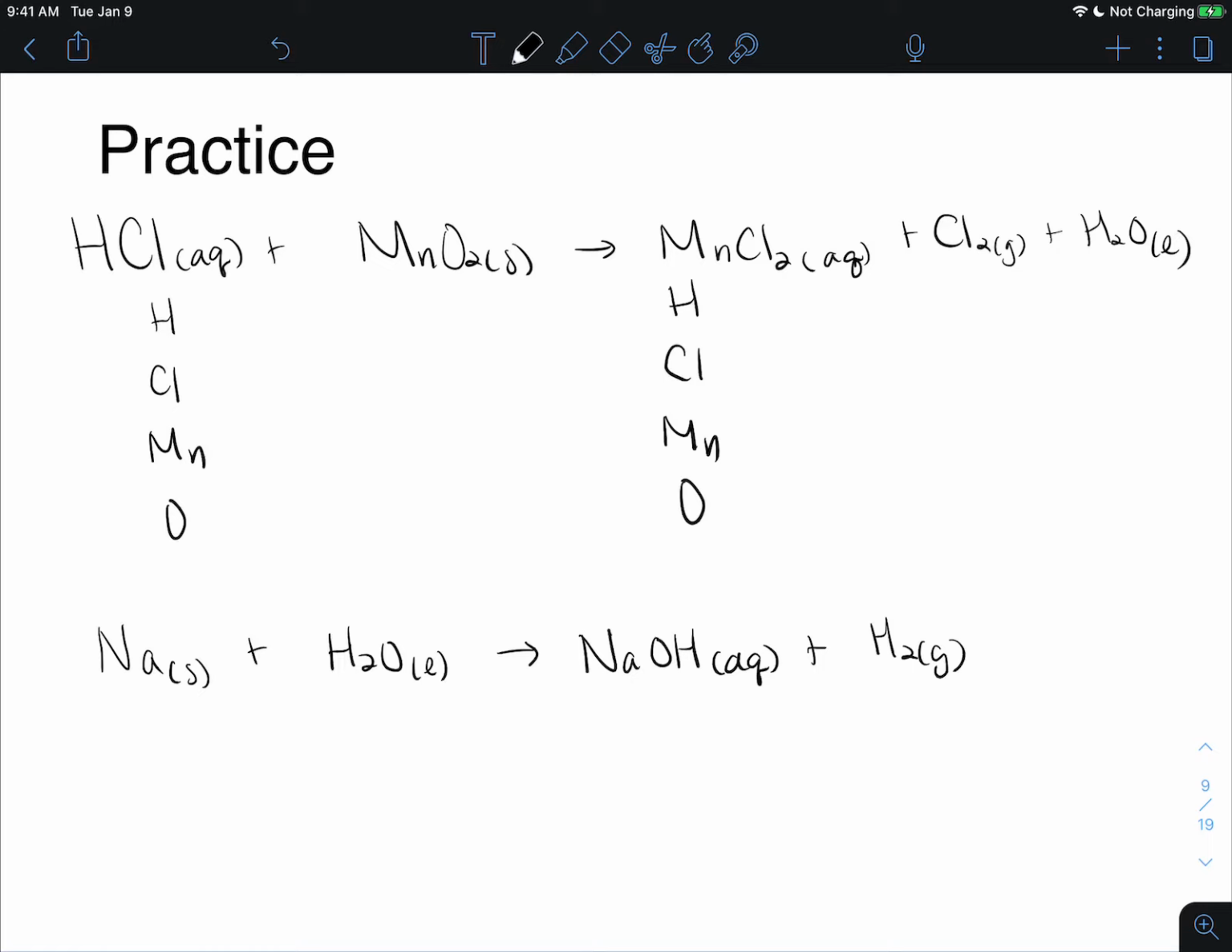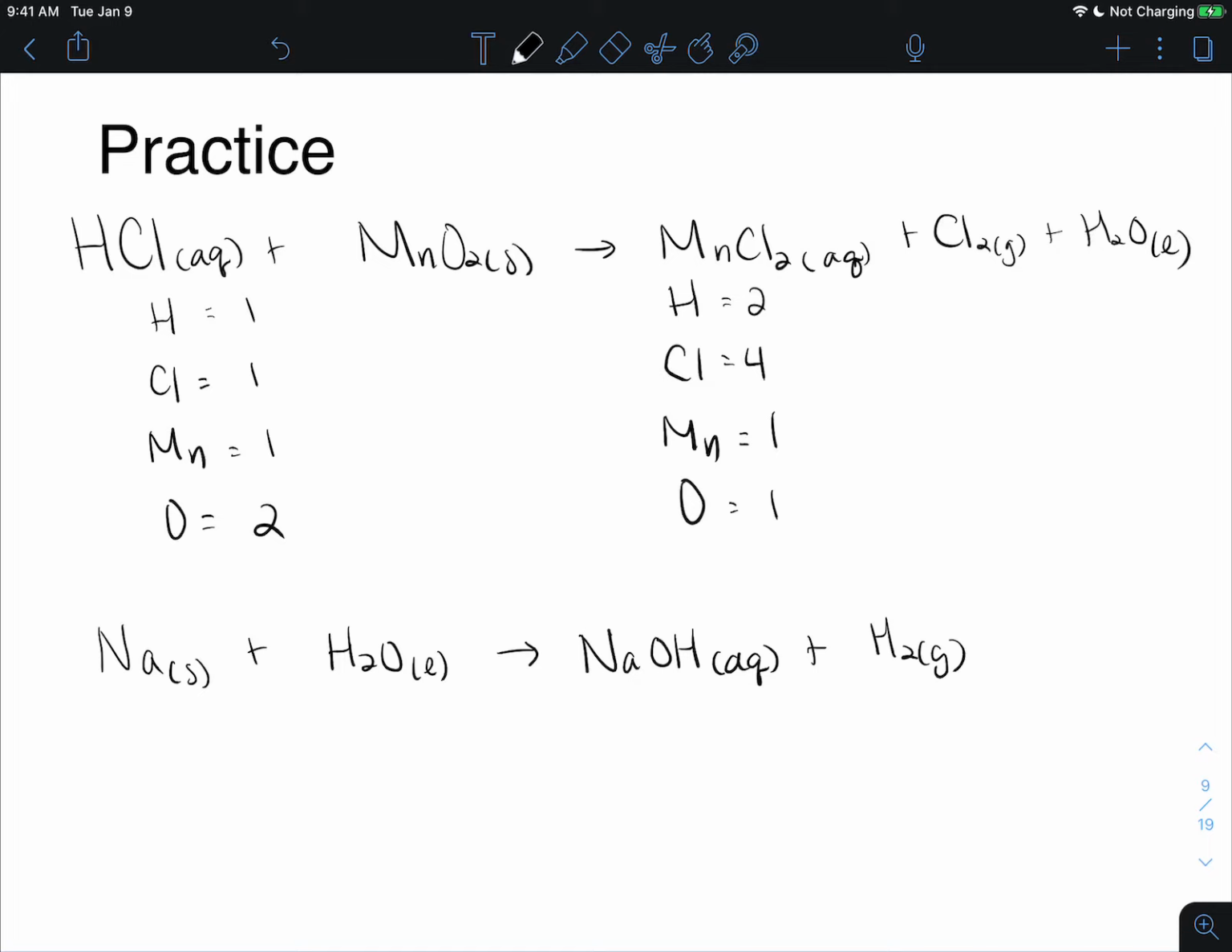Next, we total up how much of each we have. We have 1 hydrogen, 1 chlorine, 1 manganese, and 2 oxygens. On the right side, we have 2 hydrogens, 4 chlorines, 1 manganese, and 1 oxygen. So we're going to balance out manganese first because it's our metal. Then we have no polyatomics, so we don't have to worry about that. Go with our non-metal. First is chlorine, then oxygen, then hydrogen.